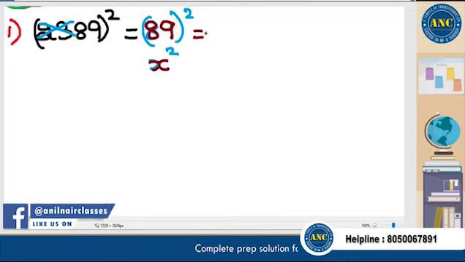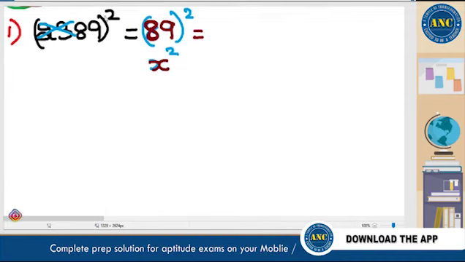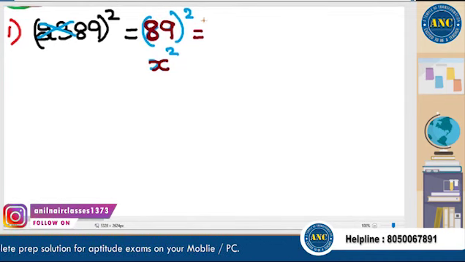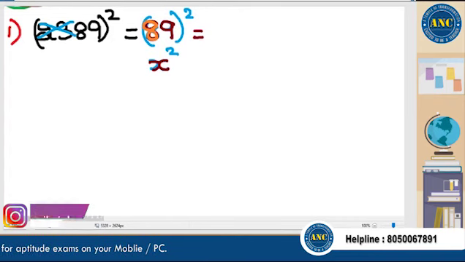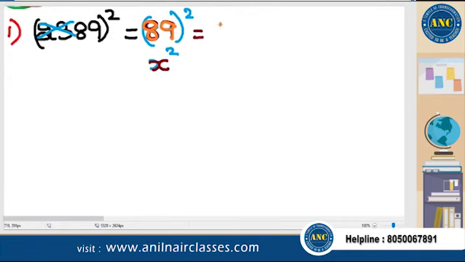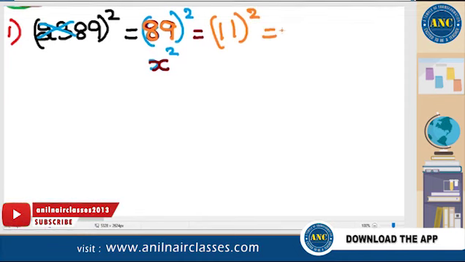Do not worry. Add 100. 100 plus 89 is 189. You are making it too complicated, sir. Don't add 100. Subtract 100. What is 100 minus 89? 11. That means 11 square and 89 square both will have the same last two digits.